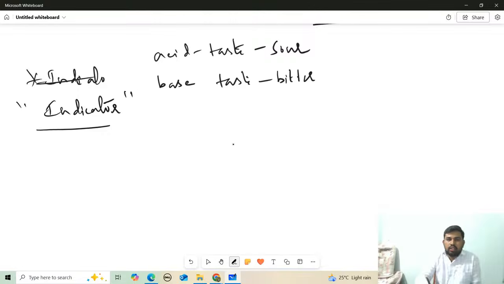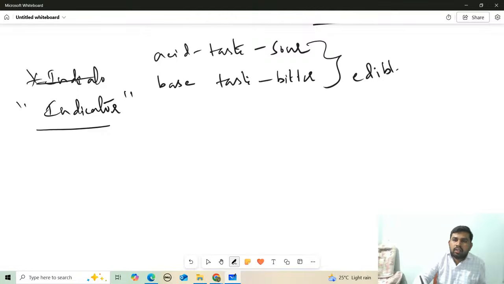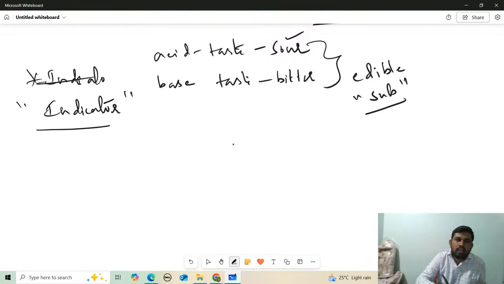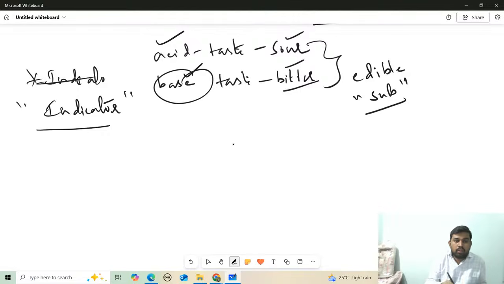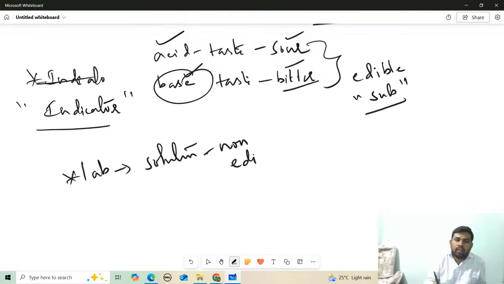When a substance is edible, then I can taste it. If the taste is sour, we can say it contains acid. Similarly, if the taste is bitter, I can say it contains bases. Now suppose in the lab there are some solutions which are non-edible. Then is it possible to know the taste? How can we come to know? It is not possible.